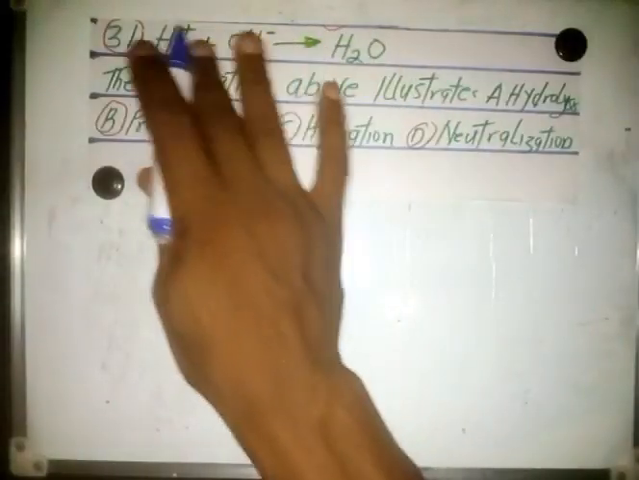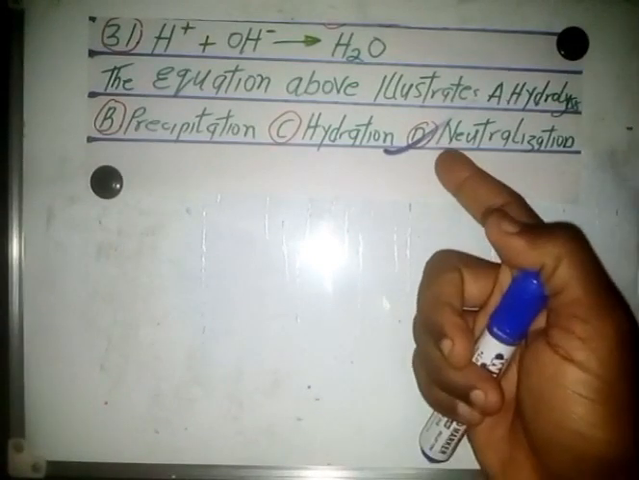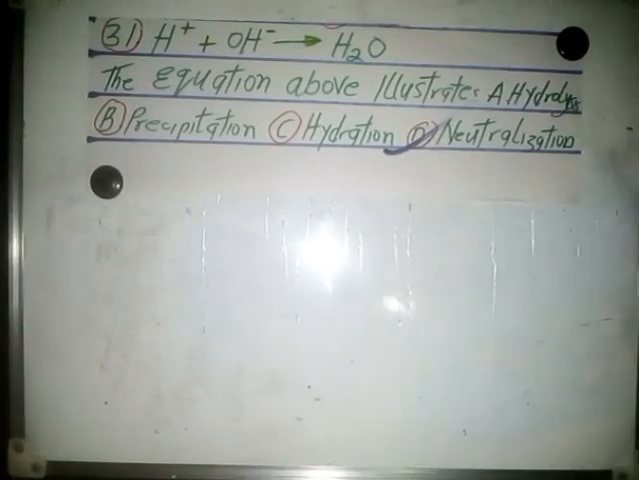The question above illustrates: we have hydrolysis, precipitation, hydration, neutralization. So your answer for this kind of question is neutralization reaction. This is an ionic form. So your answer is D, neutralization reaction.